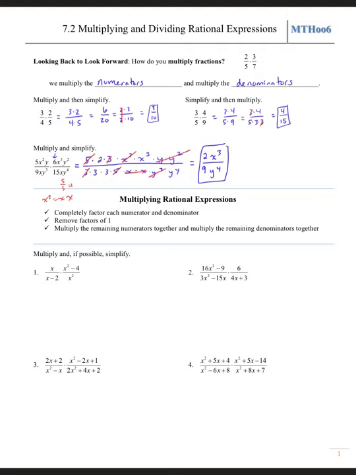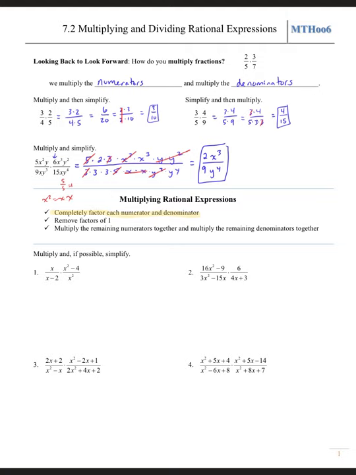The first step here, and you can see it, is to completely factor numerator and denominator. That's the one thing you have to do first, and it's going to make or break the problem. So first thing is completely factor numerator and denominator. I'm going to do one with you, and then I'll let you work on the rest.